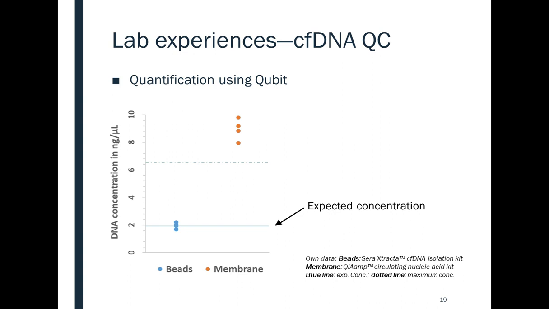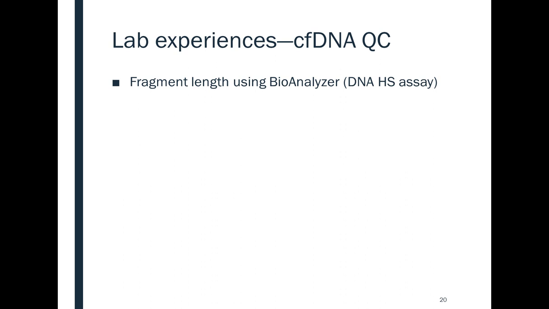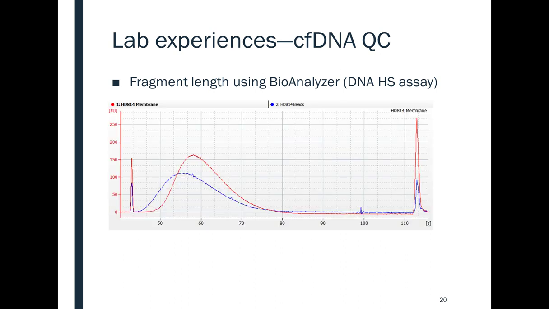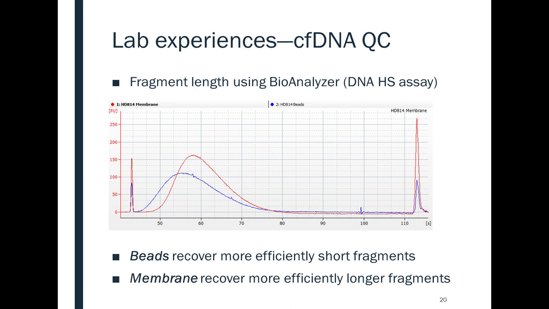The dotted line indicates the maximal concentration given by the amount of DNA used for the production of the reference plasma sample. The cell-free DNA isolated with the QIAGEN kit is above this maximum. Therefore, an overestimation is suspected. Then, the fragment length was checked by a Bioanalyzer and the DNA High Sensitivity assay. For this experiment, we verified the findings in the literature. Bead-based isolation recovers short fragments more efficiently.